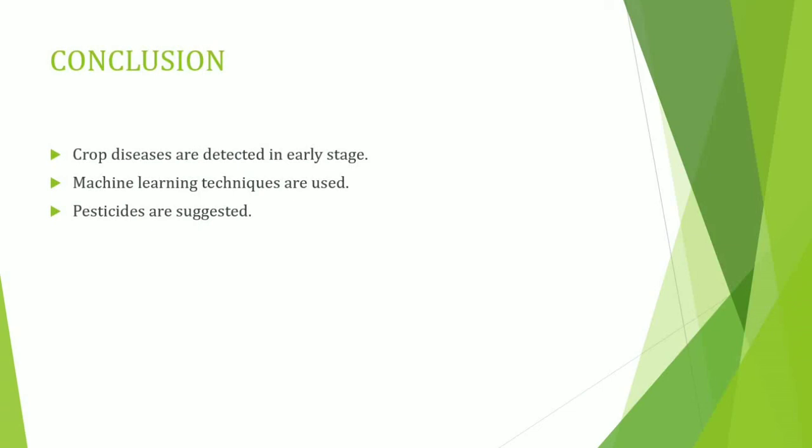Our system monitors the cultivated fields, and crop diseases are detected in early stages by using edge detection and histogram matching. And machine learning techniques are used to train the model, which helps to take the proper decision regarding the diseases. The pesticides are suggested as a remedy to the farmers for the infected diseases, to control and to cure the diseases by using proper pesticides.